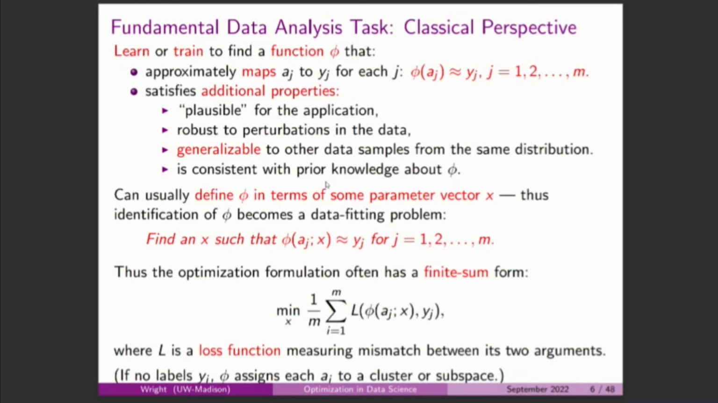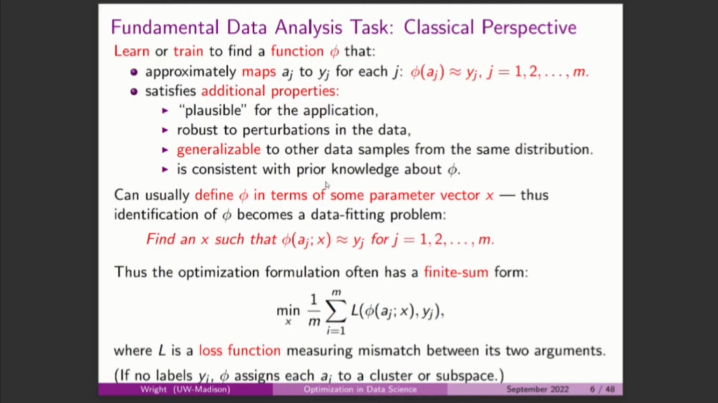So very often, this is reducible to a data fitting problem in optimization, because you can parameterize the mapping phi in terms of a vector x, and the whole problem becomes trying to find what x is. You can write that down by formulating a loss function, which tells you the difference between phi of a_j parameterized by x and y_j. You can take those two things and see how different they are, and if they're too different, you incur a loss, which is captured by that big L. And I'll be more specific about that momentarily.